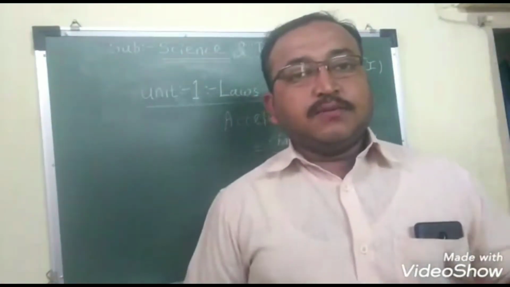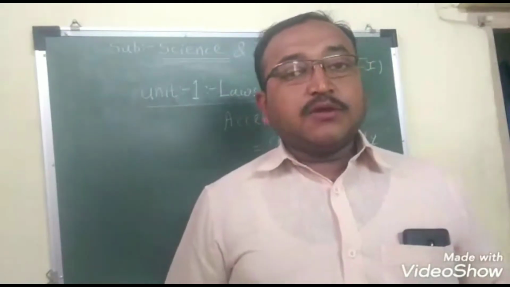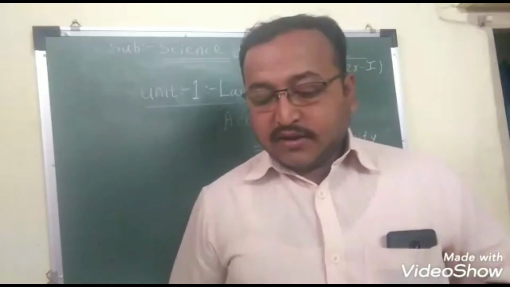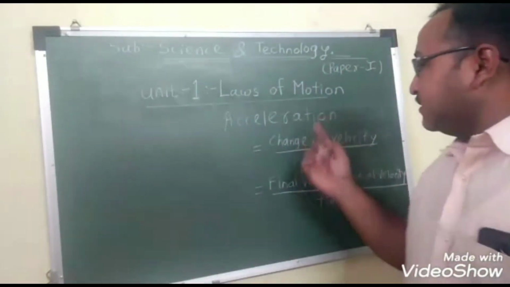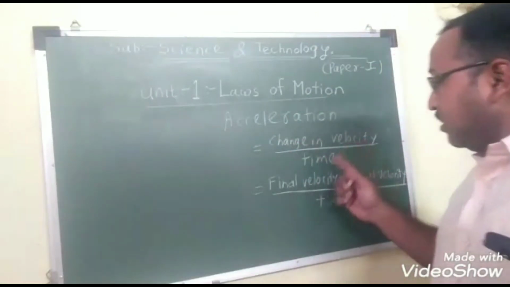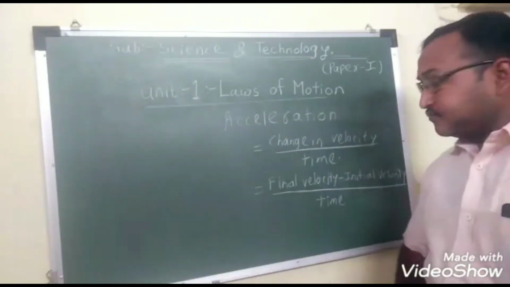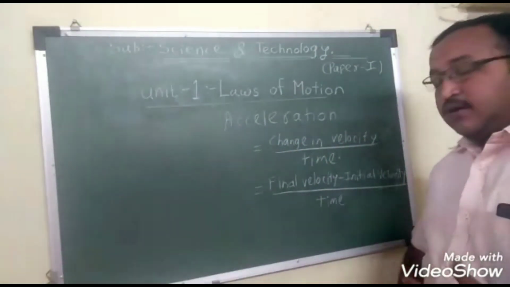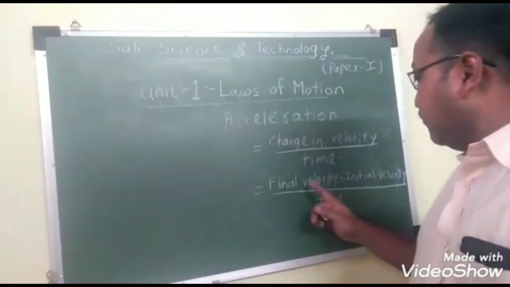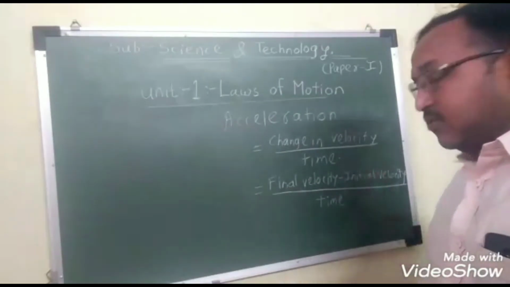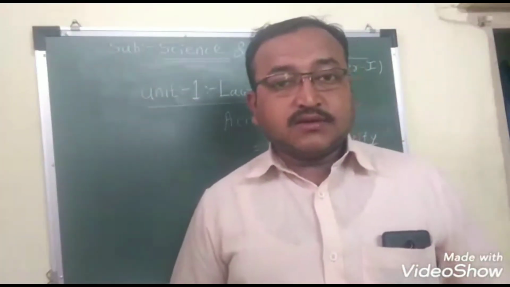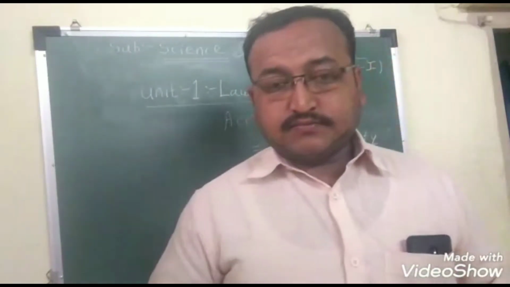Acceleration. What is the definition of acceleration? The rate of change of velocity is called acceleration. See the formula. Acceleration is the ratio of change in velocity with time. What is change in velocity? It is the final velocity minus the initial velocity in that time. This is called the acceleration.